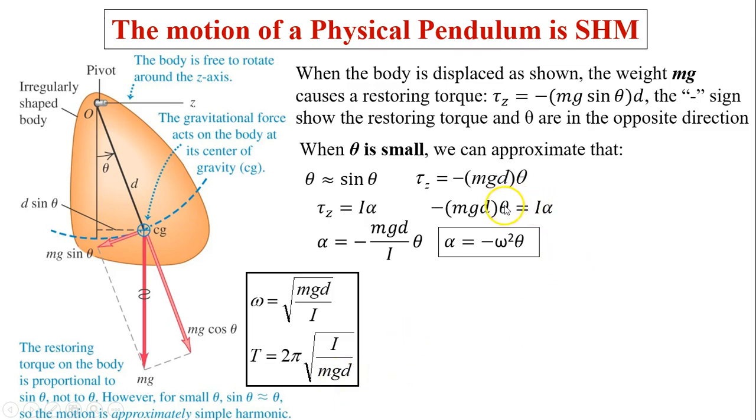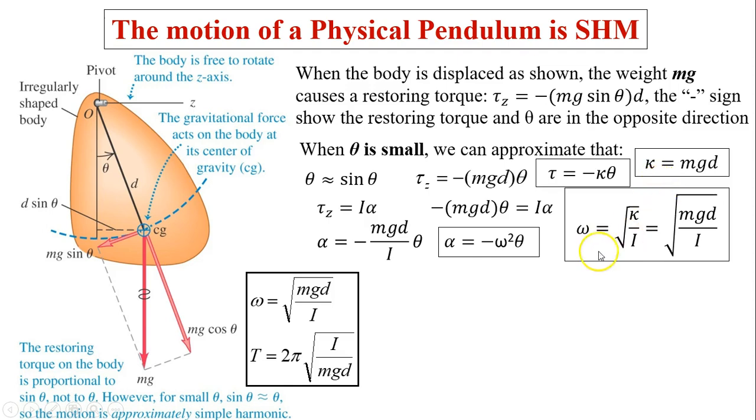Another way to find it, as we learned, is through the torque. Torque equals negative kappa times theta. This is simple harmonic motion in rotational form. In this equation, we know omega equals the square root of kappa divided by I. Since kappa equals mgd, omega equals the square root of mgd divided by I. So from here we can do the same thing. T equals 2 pi divided by omega, so we have the same expression.